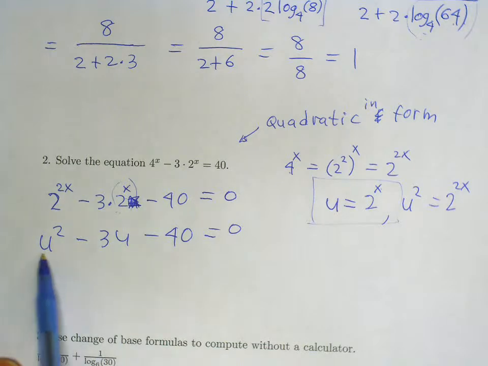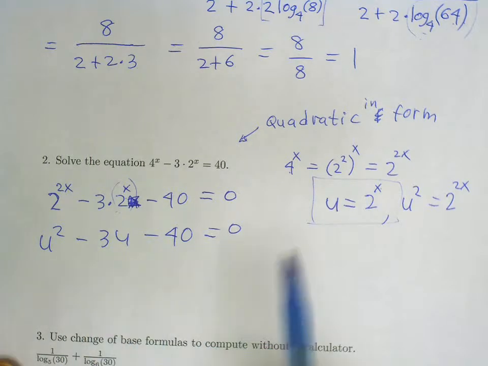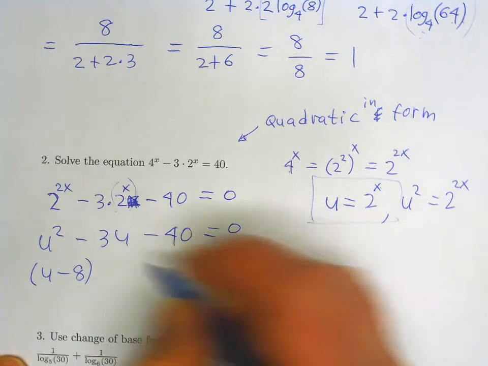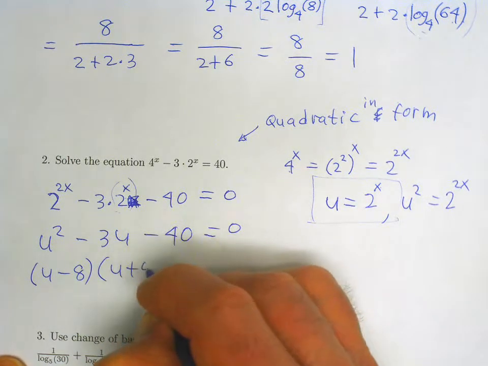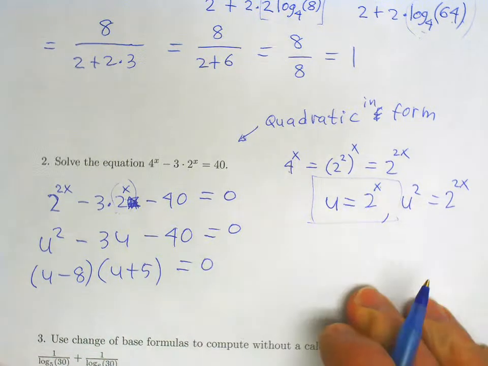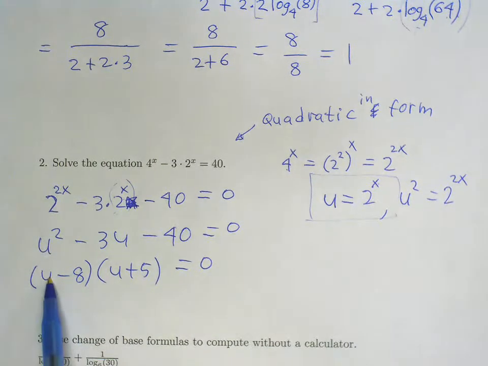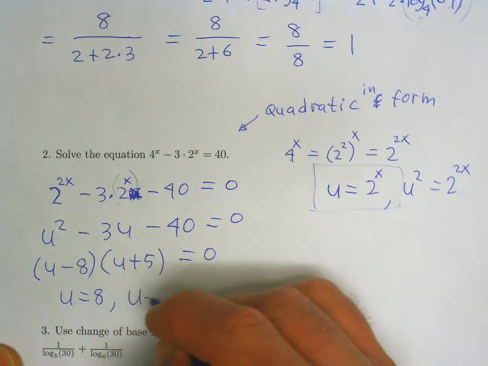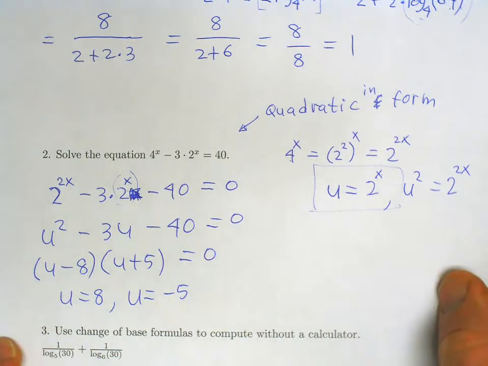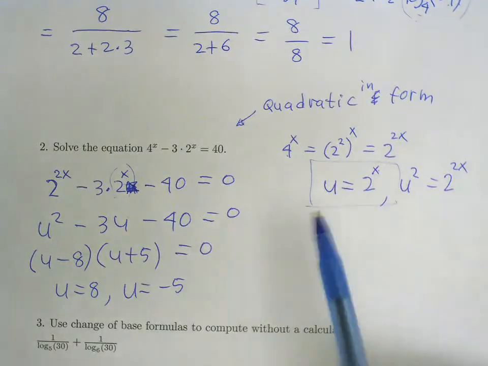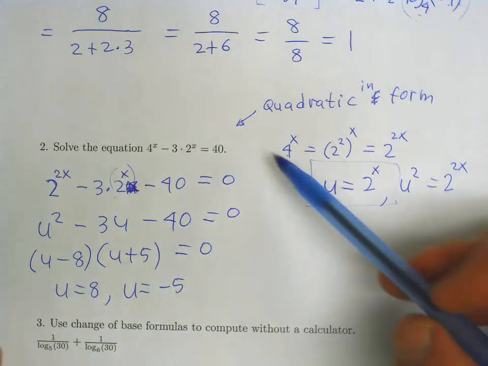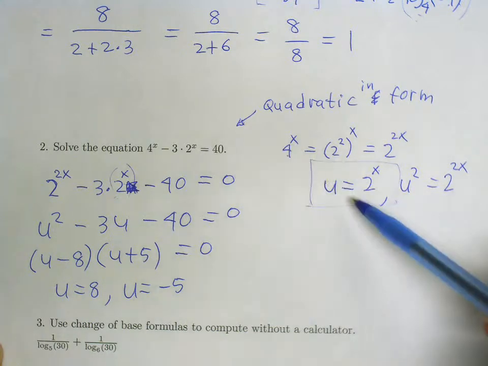Okay, so we can solve this one by factoring. One factor is u minus 8. The other factor is u plus 5. So this quadratic equation has 2 solutions. One is positive 8 and the other one is negative 5. Okay, but remember, this is just an intermediate maneuver. The goal is to solve the original equation for x.